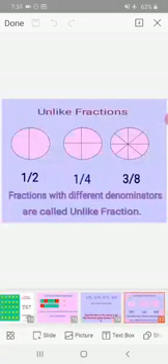Now we will see unlike fraction. Unlike fraction means the fractions have different denominators. If you see these three examples, first is 1 by 2, 1 by 4, 1 by 8. In these three examples denominators are different. That means these are unlike fractions.